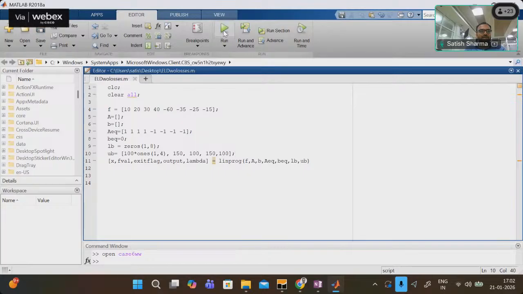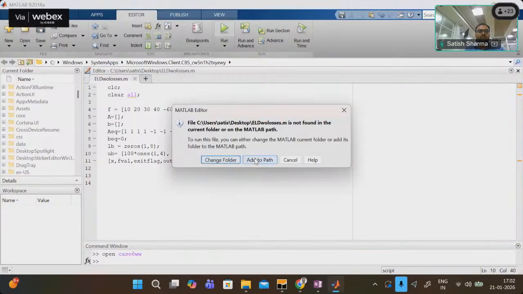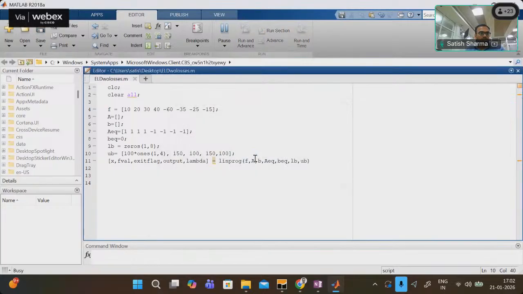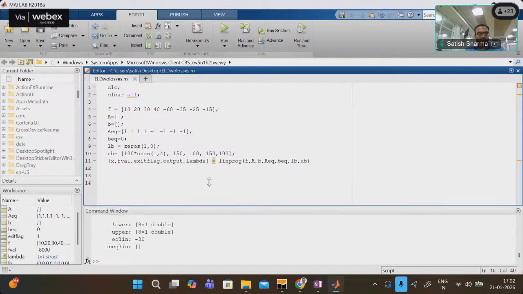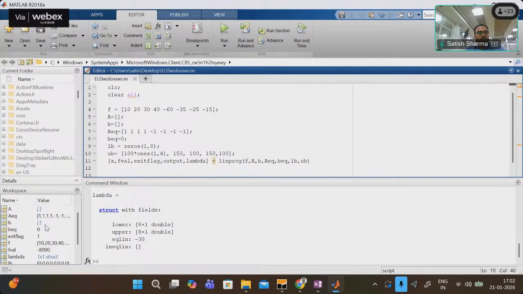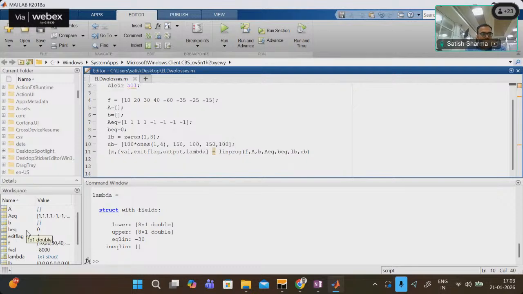Let me run it to see if it is able to solve. Add to path. Okay, something is there, and let's see the results. So what is the value of x?